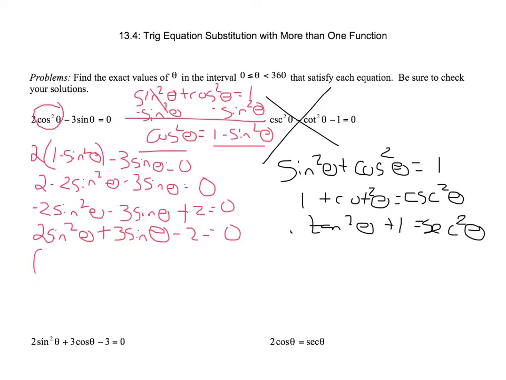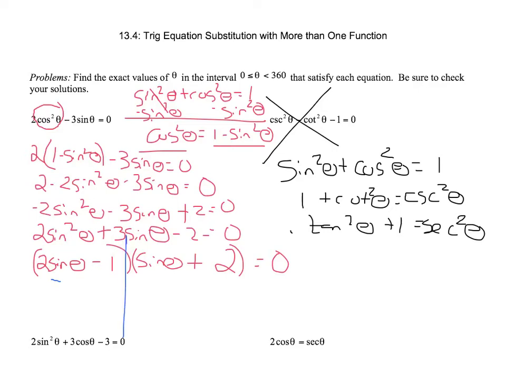From here we can factor. Factors of 2 sine squared theta are just 2 sine theta and sine theta. Factors of 2 are 2 and 1. In order for it to add or subtract to a 3 in the middle, you've got to have a 2 on the second one and a 1 on the first one, if you set it up the way I do. It's going to be a plus 2 and a minus 1. The reason I know that is if I take 2 sine theta times 2, that's a 4 sine theta. If I take a negative 1 times sine theta, that's a negative sine theta. 4 minus 1 is a positive 3.